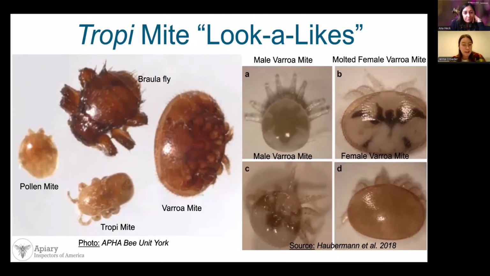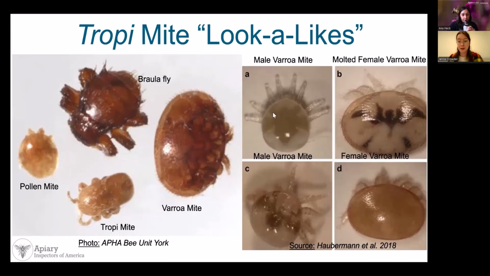Some of the common lookalikes that we can expect to see, the most common one is probably going to be a male Varroa mite. I have had a beekeeper reach out suspecting tropy, but it turned out to just be a male Varroa mite. These are pretty ephemeral, so if a beekeeper sees this, I think it's kind of a lucky day, like, oh, pretty rare, you found a male. But they are going to be a very different shape. They're going to be much more round.